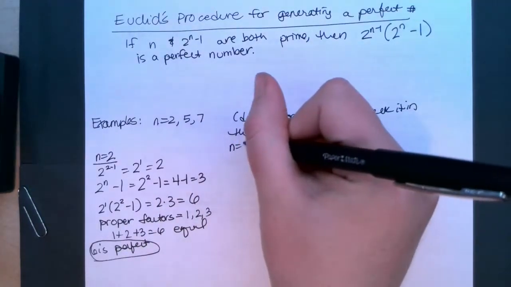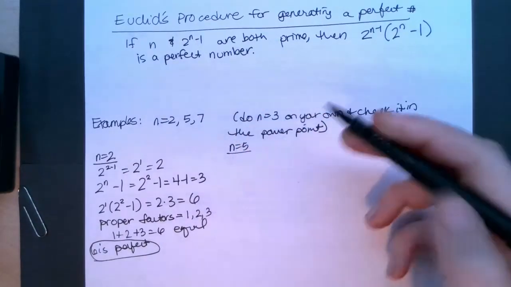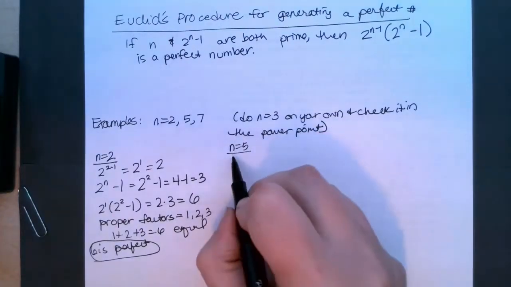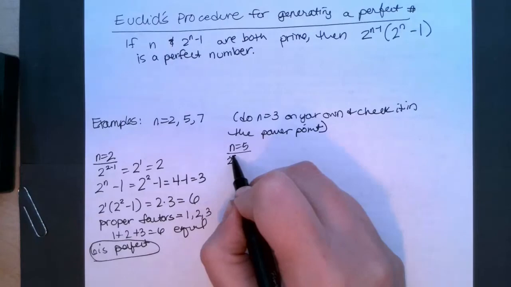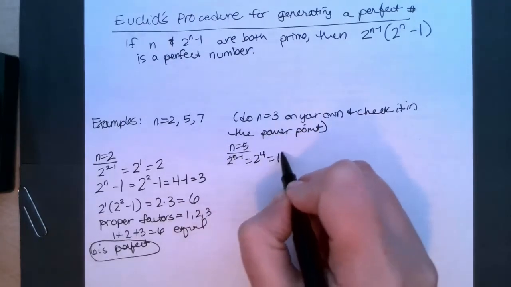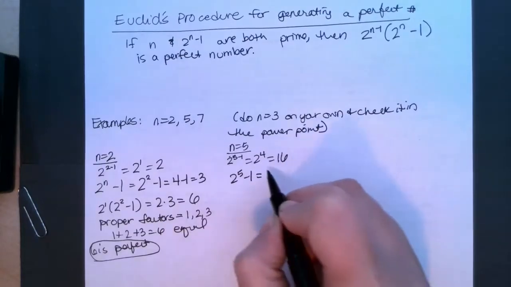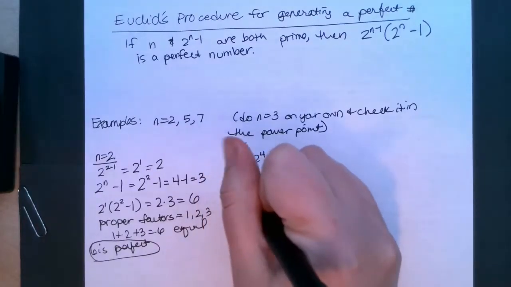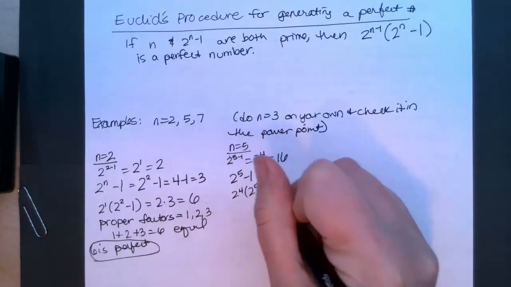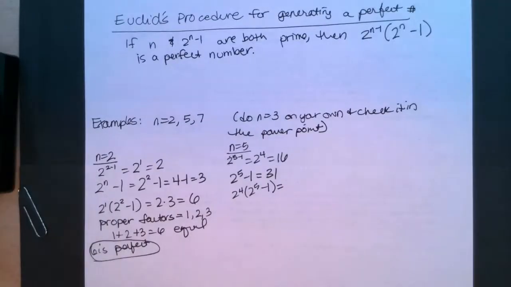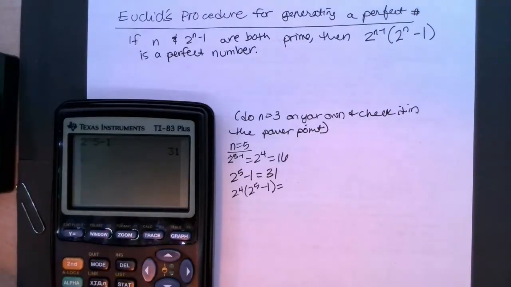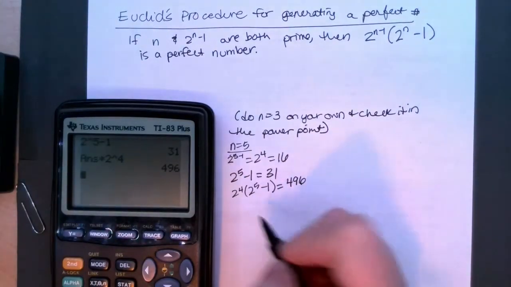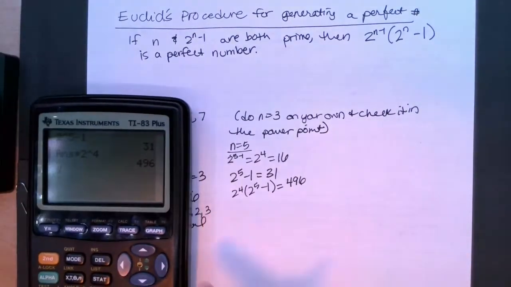All right, let's try it again with n equals 5. I'm going to find the 2 pieces first, multiply them together, and then take the proper factors just like we did before. So 2 to the 5 minus 1 would be 2 to the 4th, which is 16. 2 to the 5th minus 1, we already found that earlier, that's 31. So then when we multiply them together on the calculator, 2 to the 5th minus 1 is 31, just like we said. We're going to multiply that by 2 to the 4th. So we get 496.